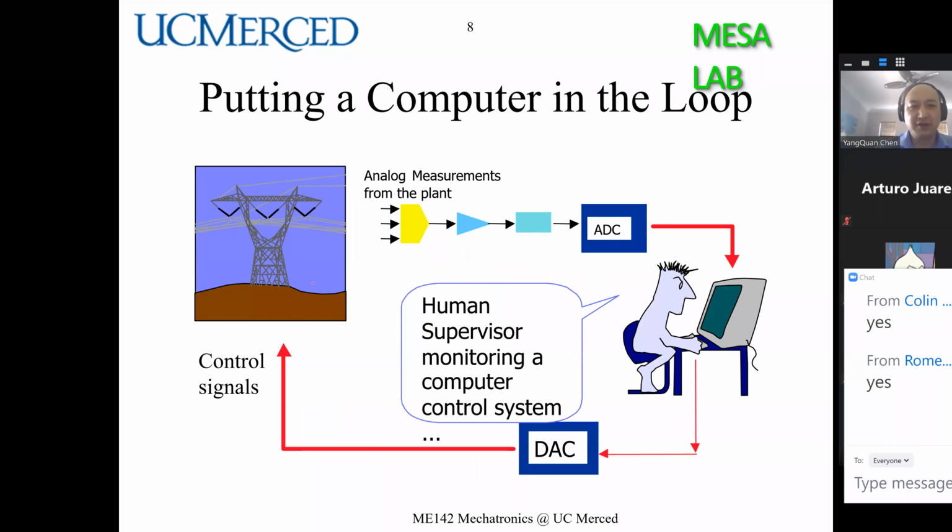For computer control, you have to convert the analog measurements into digital form. So it's called an analog to digital converter, ADC. And after you make the decisions here, you need to turn this digital signal to analog. So DAC. You can see ADC and DAC. Then this is a control signal, usually analog. And here you have an analog signal from the plant as well.